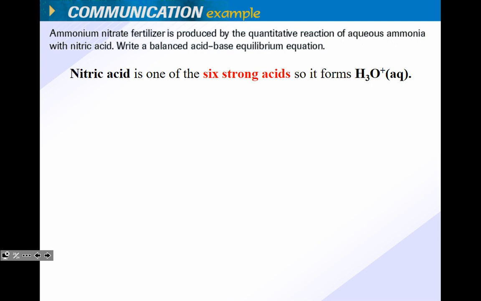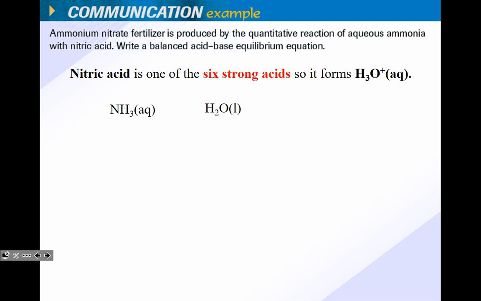Okay, ammonium nitrate fertilizer is produced by the quantitative reaction of aqueous ammonia with nitric acid. Write a balanced acid-base equilibrium equation. Okay, very tricky. If it's quantitative, kiddos, there's no real equilibrium equation. Quantitative, and it's also including a very strong acid, which is, where is it? Nitric acid, I thought I read. Yeah, nitric acid is one of the 6 at the very top.